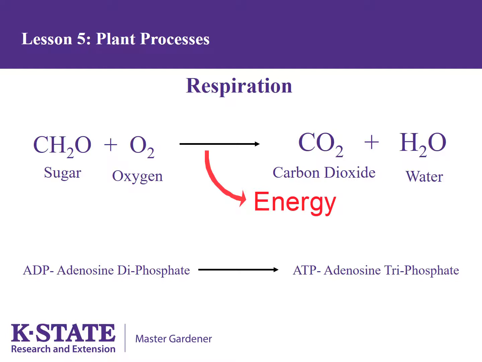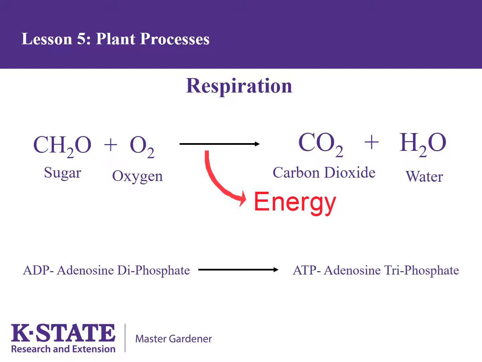Remember, photosynthesis only makes sugar. That sugar must be broken down through respiration in order for the plant to get the energy it needs to stay alive. The energy that is made through the breakdown of sugar is used to convert ADP, adenosine diphosphate, to ATP, adenosine triphosphate. Think of ATP as a fully charged battery and ADP as a dead battery that can be charged over and over again.